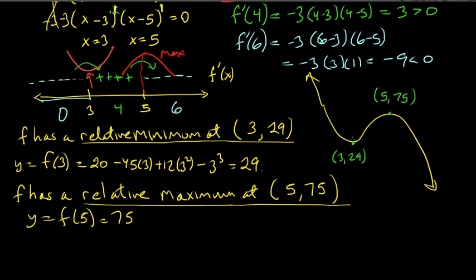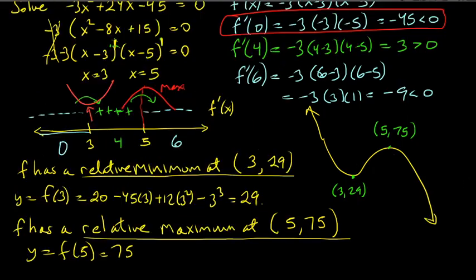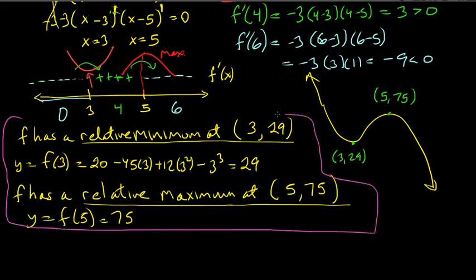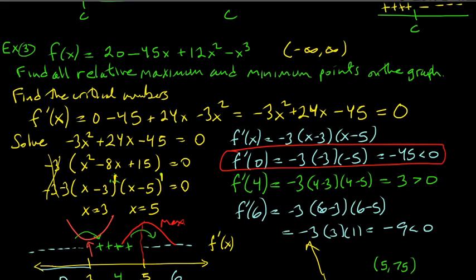And notice that neither one of these is an absolute maximum or an absolute minimum, but they are relative maximum and minimums, right? A relative maximum is just the peak of a hill, and the relative minimum is a valley. Okay, so that answers that. That's where we have a relative maximum and relative minimum. So that's how this goes.